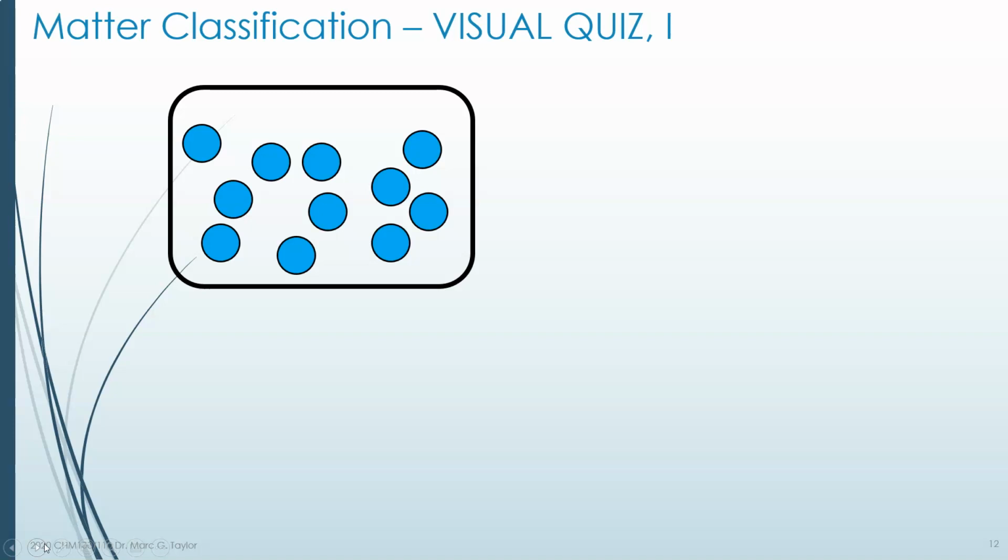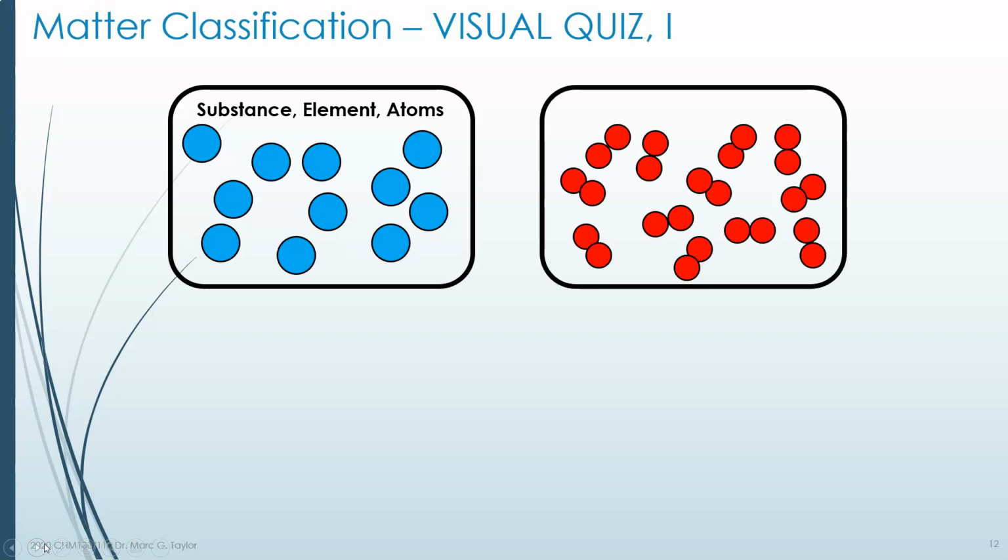And then the last question is, are they atoms or are they molecules? Well, each one is composed of a single atom, and therefore they must be atoms as opposed to molecules. So they're element form and atom form, and here's the answer. So let's look at another example.